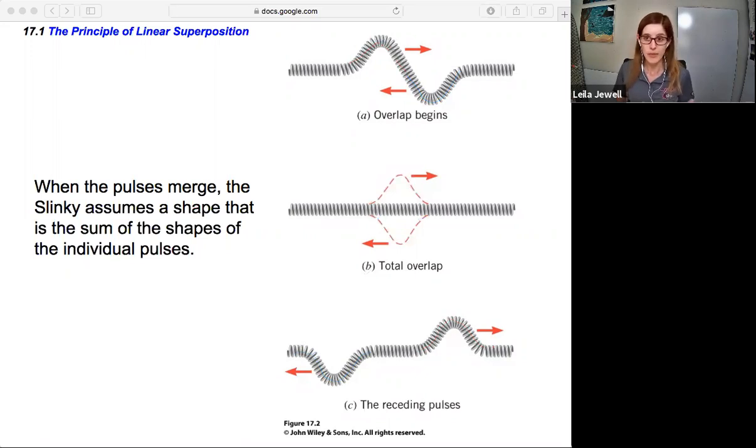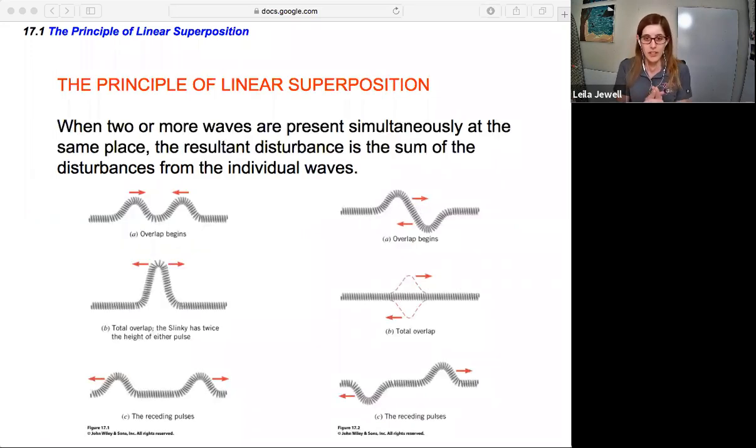And we can get a formal statement of it right here. The principle of linear superposition says that when two or more waves are present simultaneously at the same place, the resultant disturbance is the sum of the disturbances of the individual waves, right? So if we have two up waves, we'll get a resultant that's twice as big. If we have an up and a down, the resultant will be nothing. And there's a lot of in between, right? Where it's some strange effect. This is how waves can combine, right?